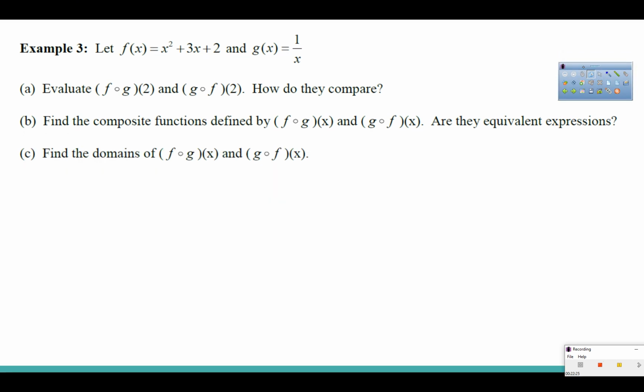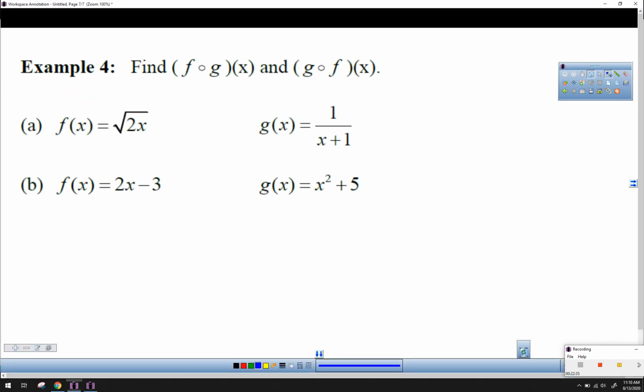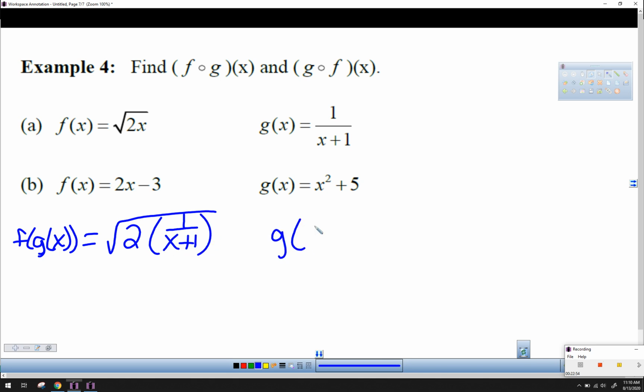All right, for example 4, it says find f of g of x and g of f of x for each one of these. So this is really 4 problems in one. So for f of g of x, if you want to practice it, that means the g function is inside of the f function, so that would be the square root of 2 times 1 over x plus 1, so that wasn't too bad. And then g of f means plug the f function into g, so that would be 1 over the square root of 2x plus 1. So that wasn't bad either.